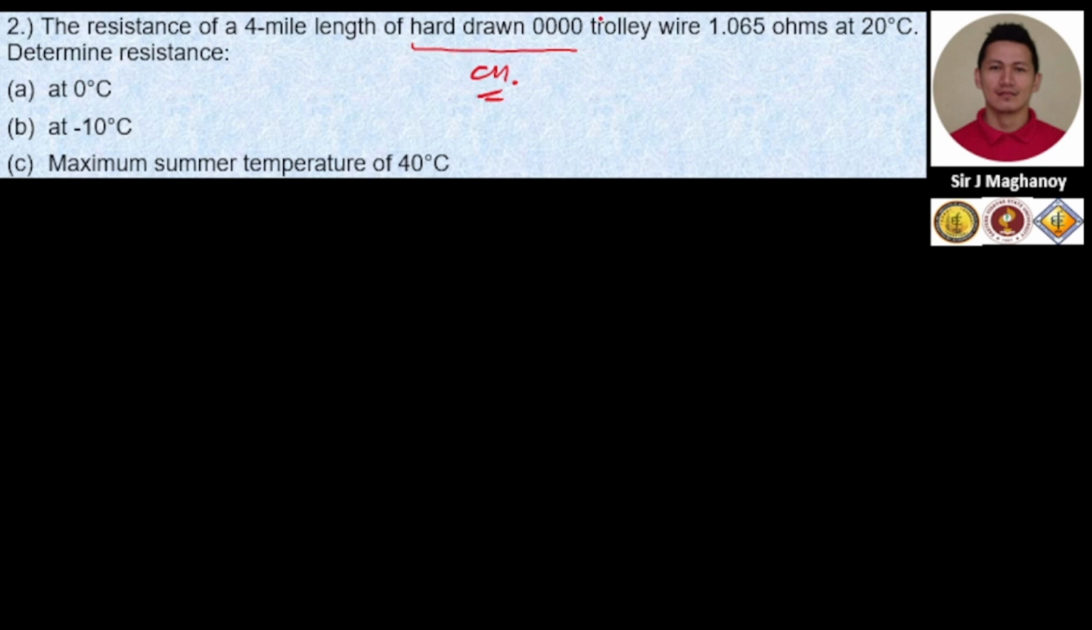distribution. For the trolley wire, we have a resistance of 1.065. We can say this is our R2 and this is our final temperature, 20 degrees Celsius. So we are tasked to determine the resistance at 0 degrees Celsius. Okay, so let's start with A.